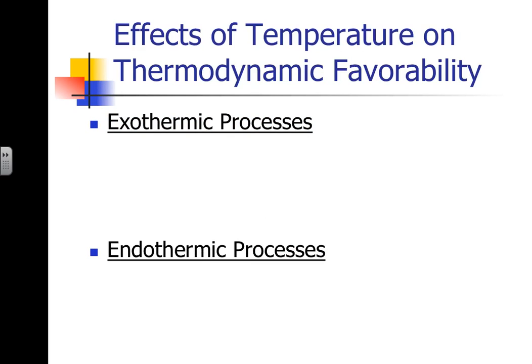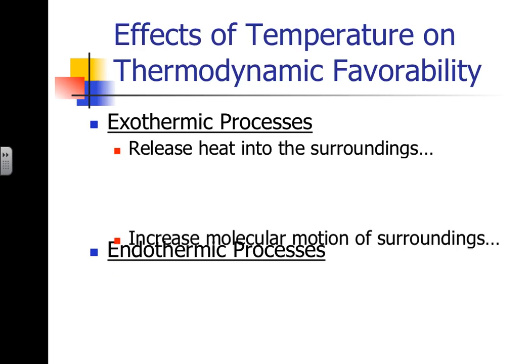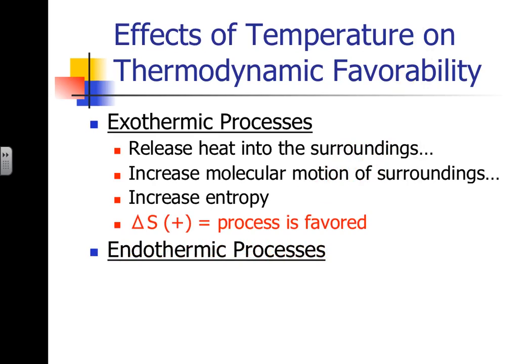This is a slide that's really meant to be a mid-presentation review. Exothermic processes release heat into the surroundings. They increase molecular motion of the surroundings, hence they increase entropy. You can also look at that as saying negative delta H will release heat to the surroundings, increase molecular motion, increase entropy. And the delta S, this is the first time we're seeing that symbol, but remember S is entropy. The delta S will be positive. The process is favored, thermodynamically favored. So you want to start understanding more of these positives and negatives.